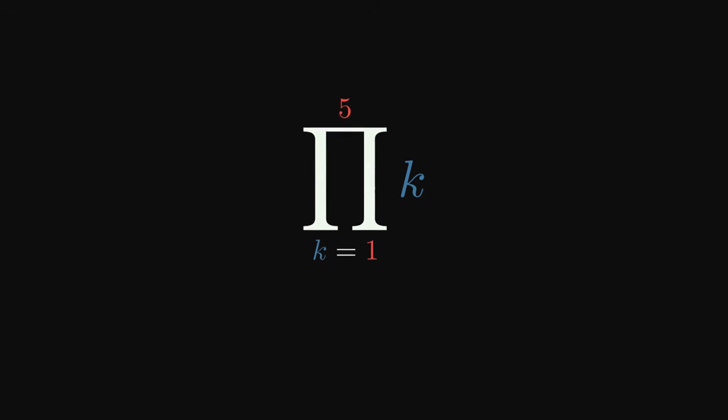The cleanest example is one you already know by another name. The product from k equals 1 to n of k, that is n factorial. 5 factorial is 1 times 2 times 3 times 4 times 5, which is 120. You have used pi notation your whole life without the symbol.